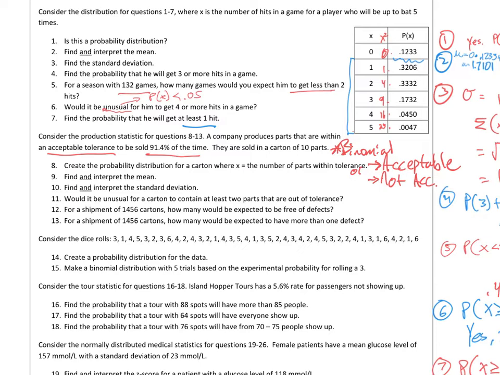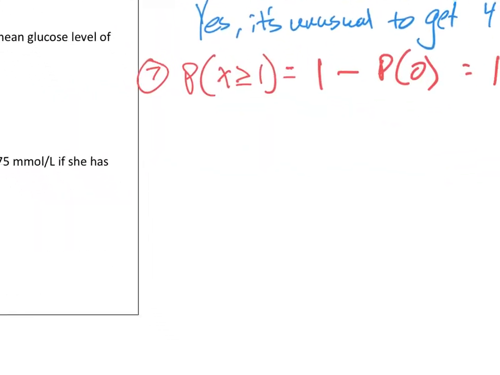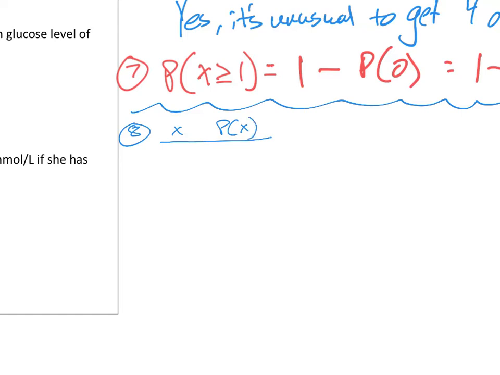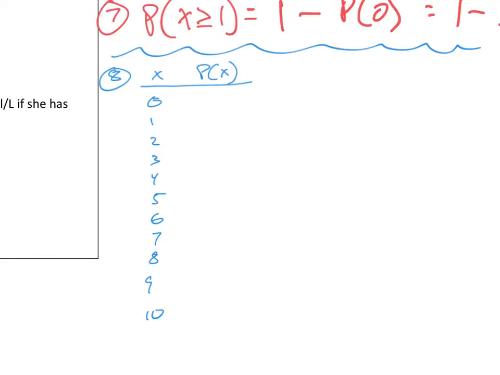Now, we're going to have 10 parts, so that means we have 10 trials. In this group of 10, we could have 0, 1, 2, 3, 4, all the way up to 10 possible acceptable parts. So let's make a probability distribution here from 0 to 10. This is our next group here, so we're going to have x and p of x. And to get this, we're going to use our calculator.